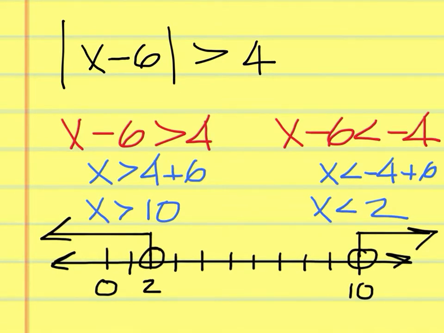If I plug in a 0 from the left side, I'll get back 6 greater than 4, so that works. In the middle, if I plug in a 4, I'll come up with a 2 greater than 4. That doesn't work. Over here, an 11 would give me a 5. 5 is greater than 4. So this is your solution.